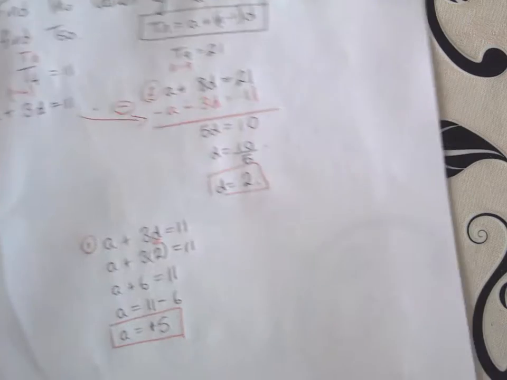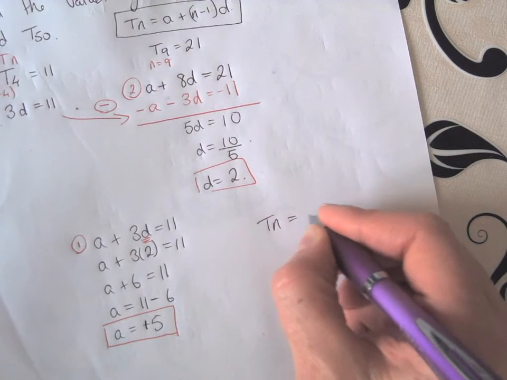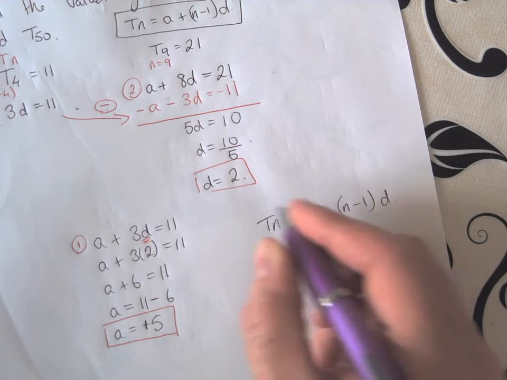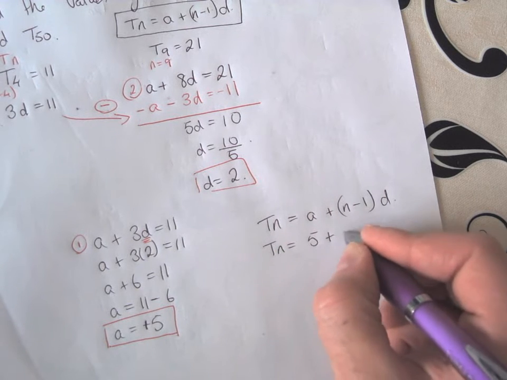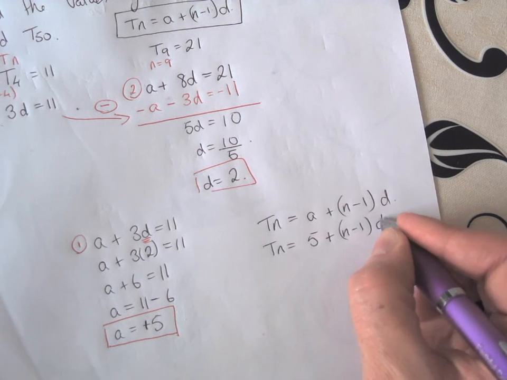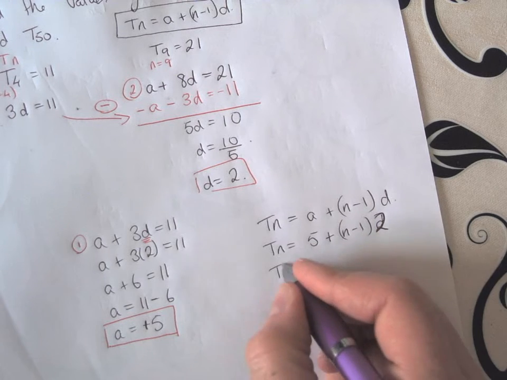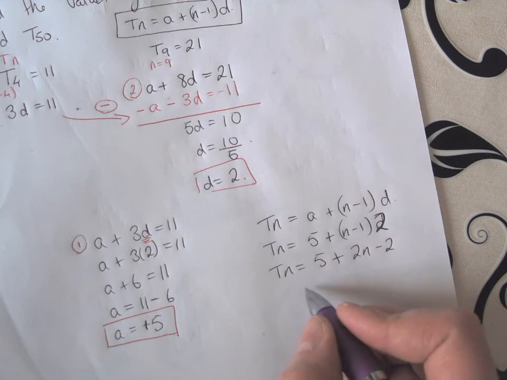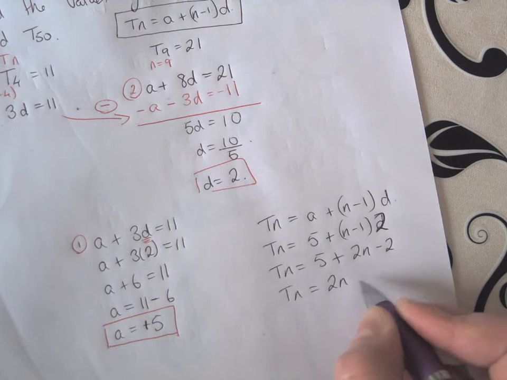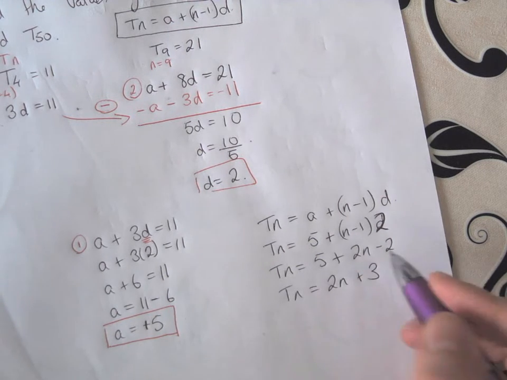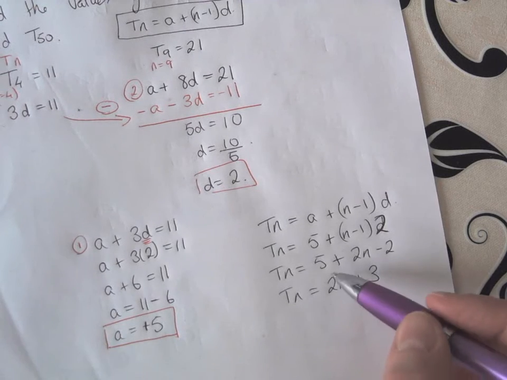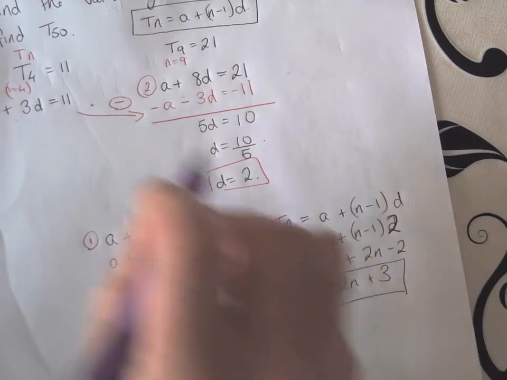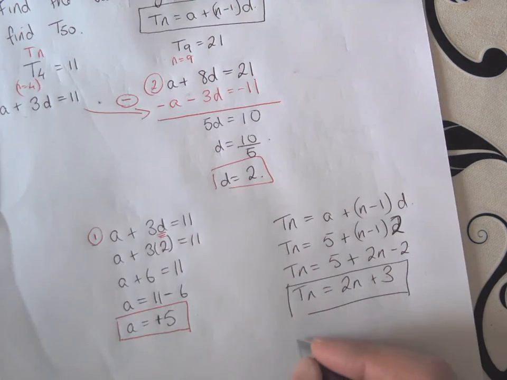So A is 5. So then we want to find Tn. We now have A and D, so we go back to our formula. So Tn equals 5 plus n minus 1 times 2. Tn equals 5 plus 2n minus 2. So Tn equals 2n plus 3. Or you could say 3 plus 2n, it doesn't matter which way you do it. So 5 take away 2 gives you the 3. So there's my Tn.